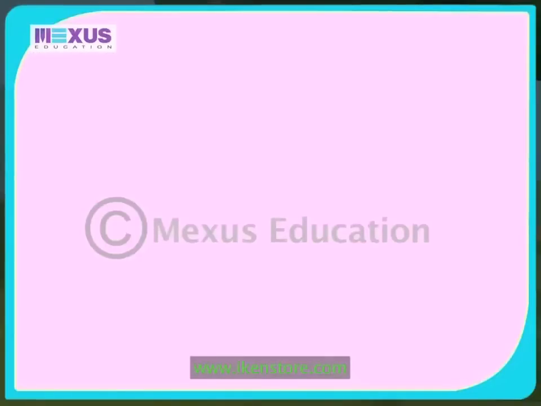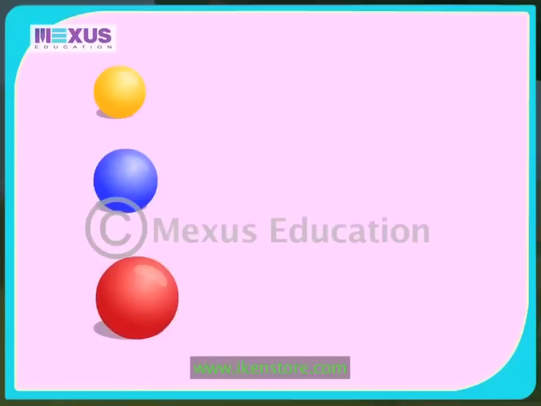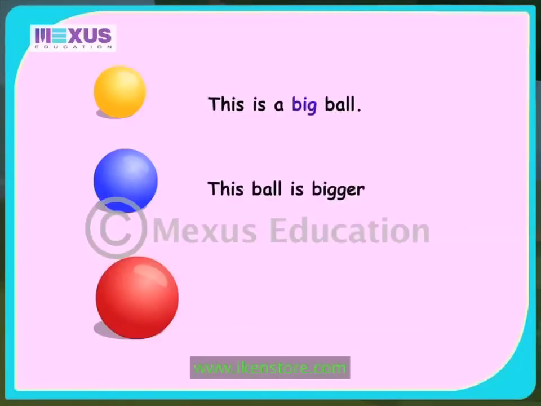We have just seen Zizi describe the size of the three balls in different ways. The adjectives have been changed to show comparison in the size of the balls. When we say, this is a big ball, we are not comparing it with any other ball. We are only talking about one big yellow ball. When we say, this ball is bigger than the yellow ball, we are comparing the two balls in terms of size. So we say that the blue ball is bigger in size than the yellow ball.